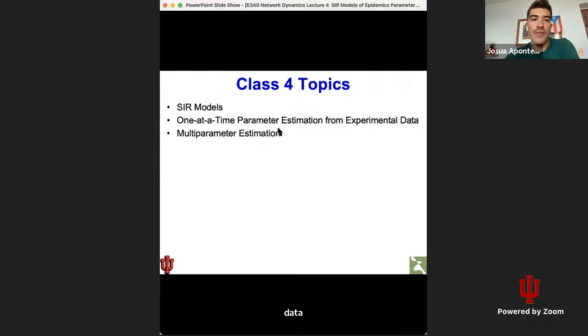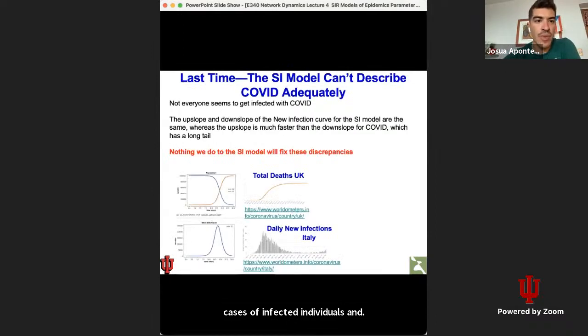We'll spend a little bit of time on that, and hopefully by the end of the class, you will be able to take some experimental data, let's say on the number of cases of infected individuals, and then estimate parameters such as the basic reproductive ratio. We'll talk a little bit more about that later.